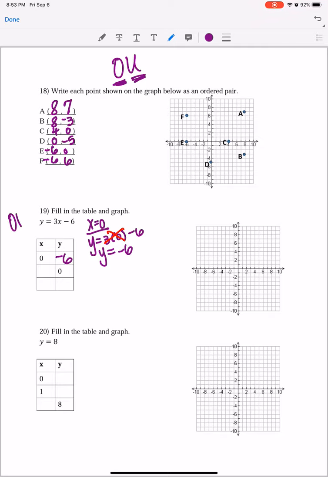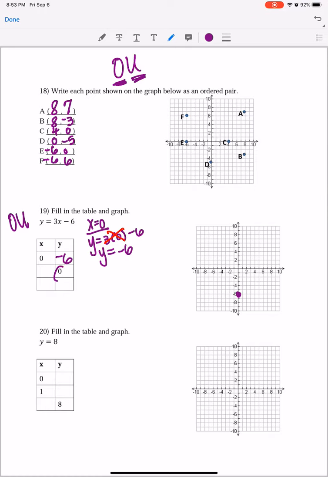So OU, we are going over side to side 0, and then I'm going up or down -6. Negative means down. So from the origin, going down 1, 2, 3, 4, 5, 6. So there's my first point.